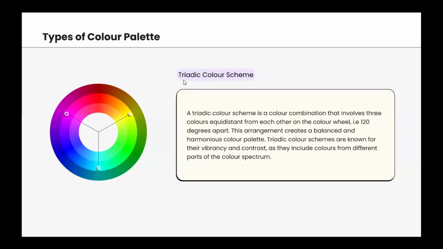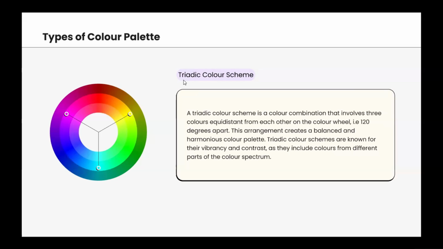Then we have the triadic colors. These are created when you use colors that are 120 degrees apart in the color wheel. So if you use them, they also create vibrancy and contrast because they include colors from different parts of the color spectrum.